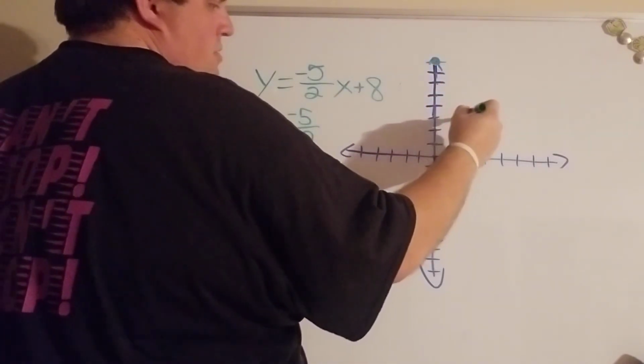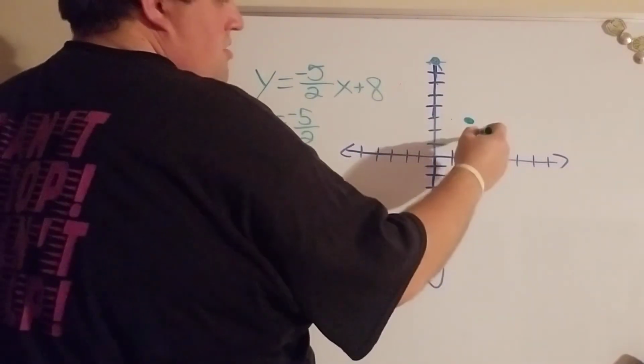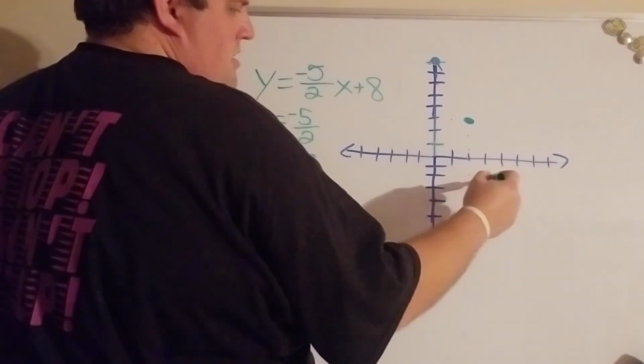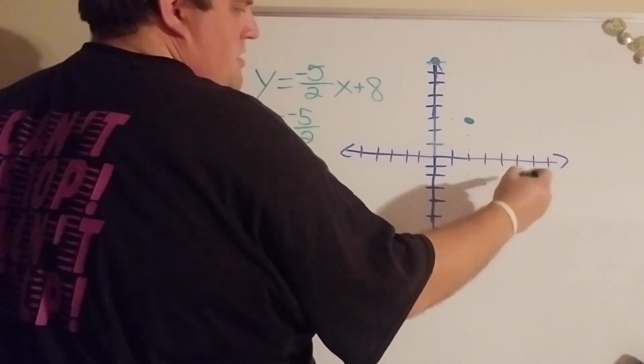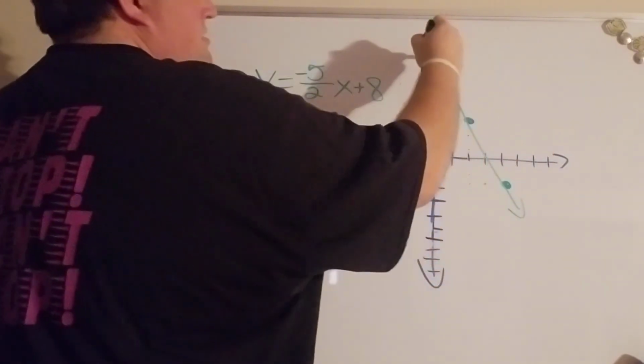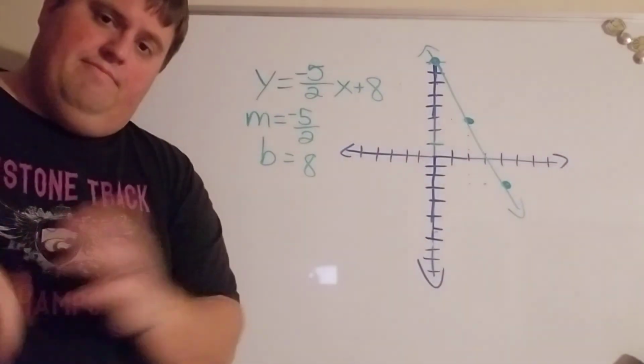When I run, I always go to the right. Run 2. 1, 2, 3, 4, 5. Run 2. There is my line, sorry, with the equation y equals -5 halves x plus 8.